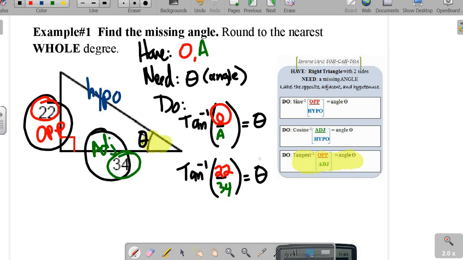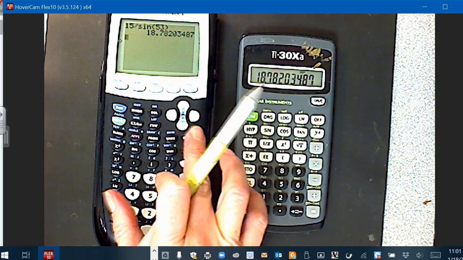Inverse tan 22 over 34 is going to give you the angle. And then my instructions here are to round to the nearest whole degree, which for my written tests, it'll be the whole degree. On Alex, it'll ask you to the 10th degree. So just realize the instructions will be slightly different. Taking a look here on your calculators.